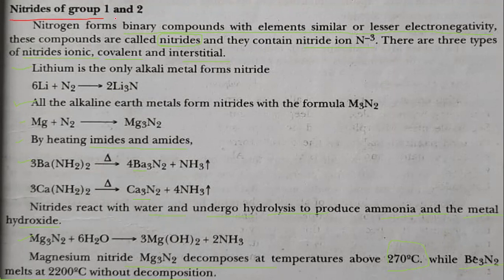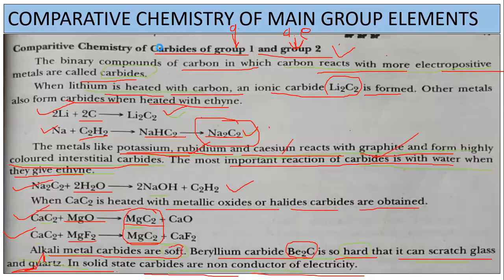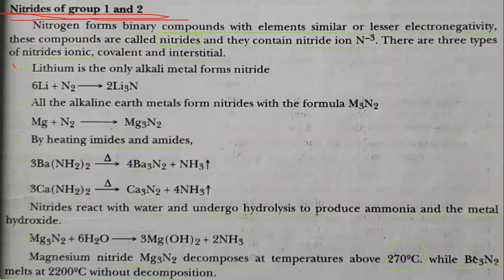Now, nitrides of the group first and second elements. In the first slide we have seen the carbides. Now we are going to study the nitrides. Nitrogen forms binary compounds with elements of similar or lesser electronegativity. The elements which have electronegativity the same as that of nitrogen, or less than nitrogen, react with nitrogen to form nitrides, and they contain the nitride ion, that is N3-.